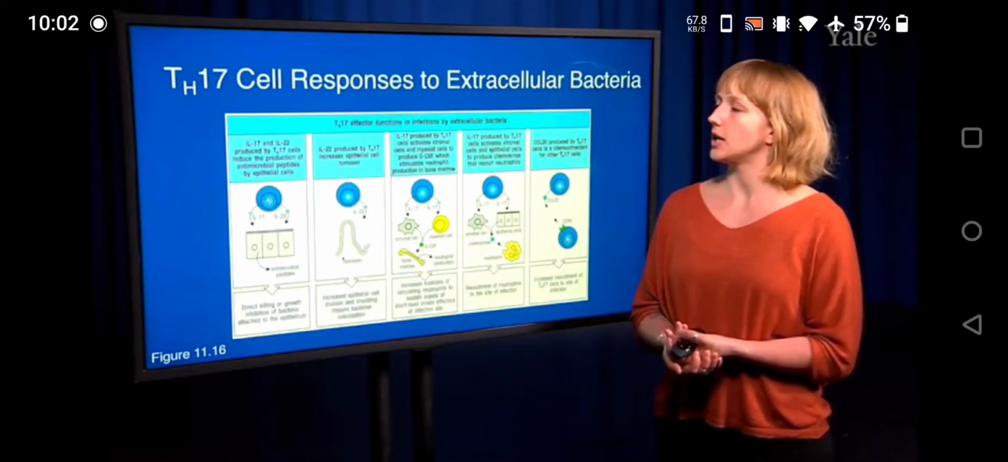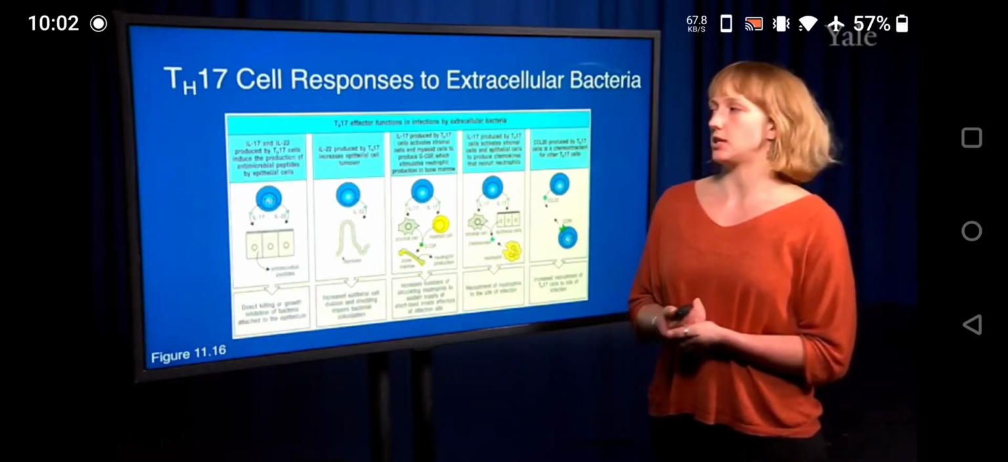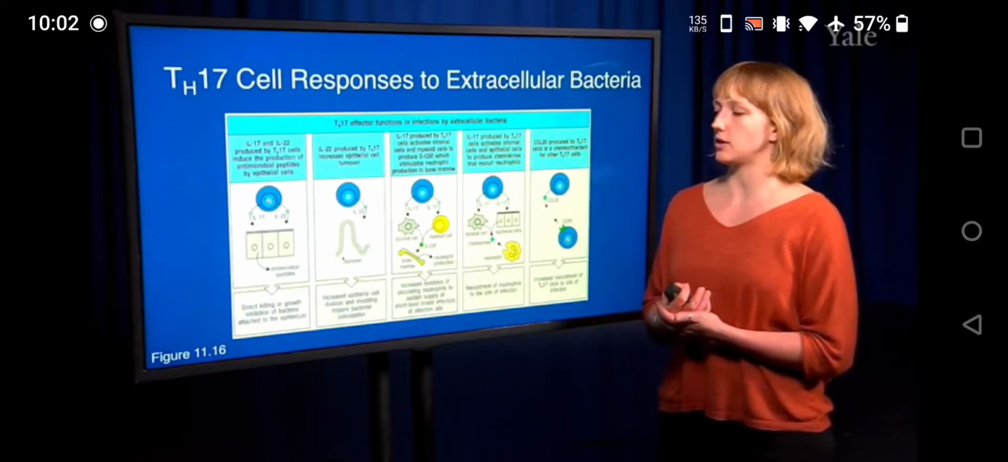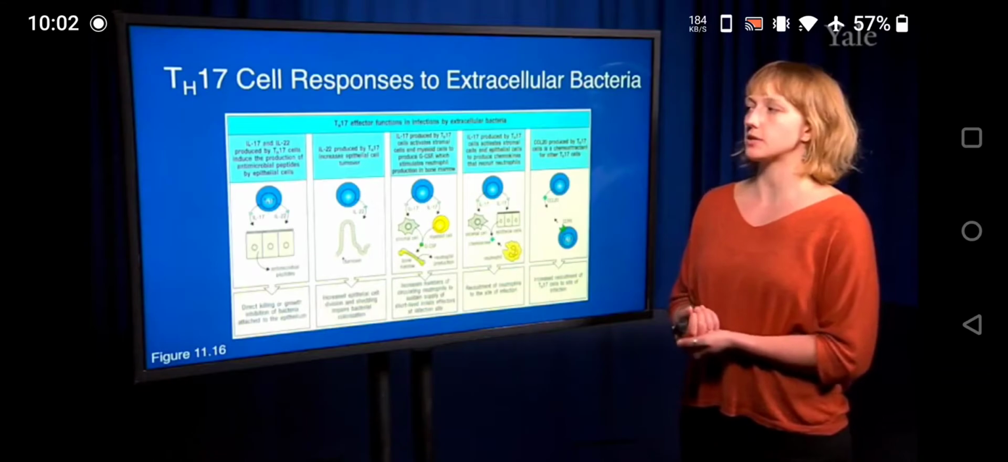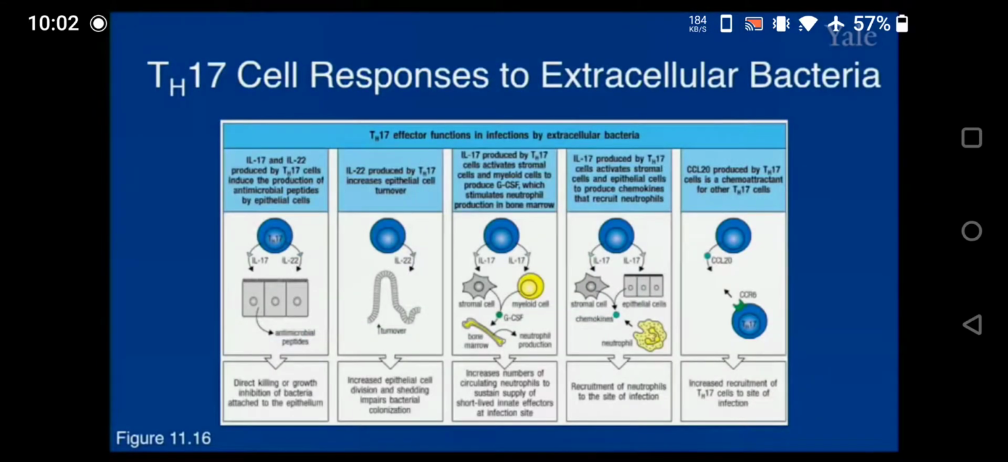The IL-17 that's produced by Th17 cells will also activate stromal cells and myeloid cells to produce G-CSF, which will stimulate neutrophil production in the bone marrow. As I've mentioned, circulating neutrophils are very critical in the immune response against bacteria, and having a large concentration of them is critical in maintaining a low level of bacterial burden.